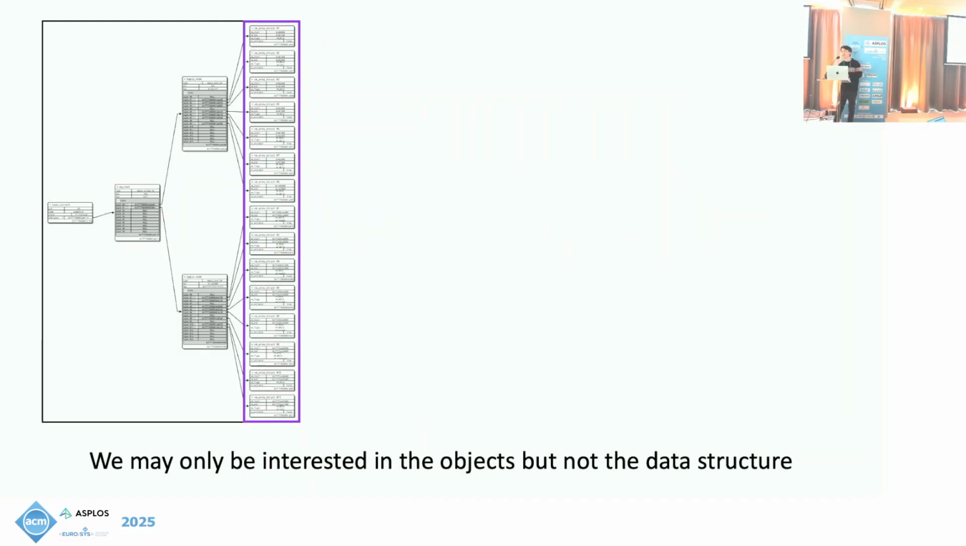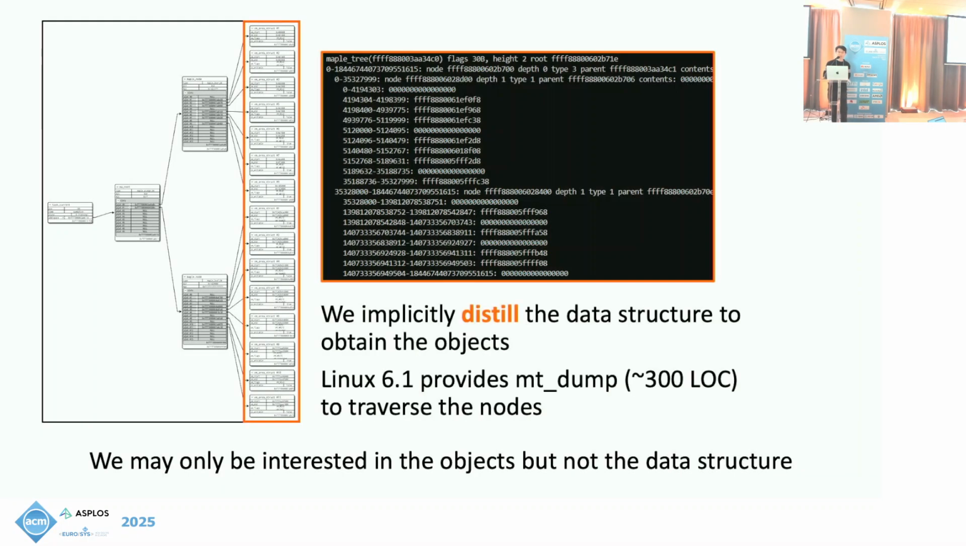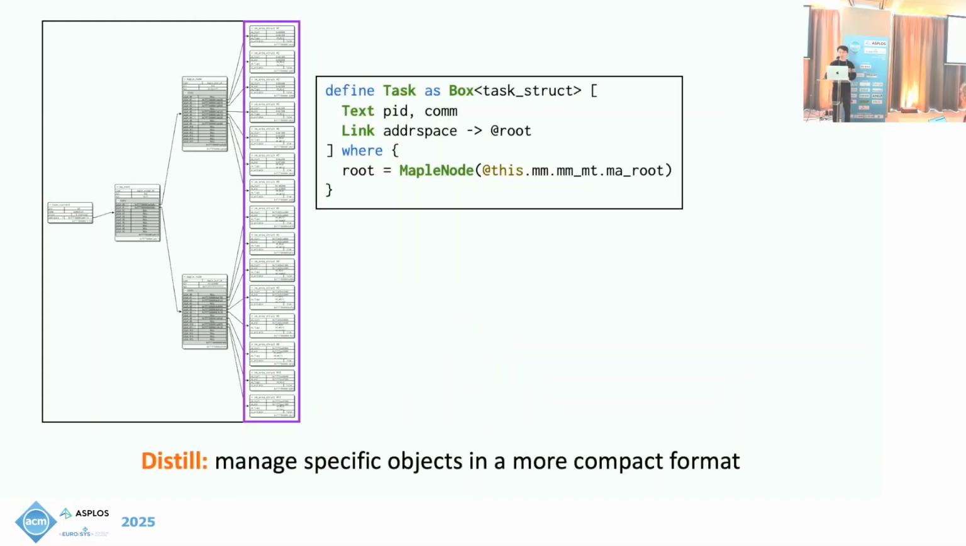Finally, we know that data structures are used to manage objects in a logical order. For example, the maple tree manages the virtual memory regions in the order of their starting address. Sometimes we are not concerned about the internal implementation details of the maple tree, but only the objects it manages. Actually, Linux kernel 6.1 has already provided a debug function to help developers traverse and print the nodes of the maple tree, but not the internal nodes of the tree. So we can also model these two operations, right?